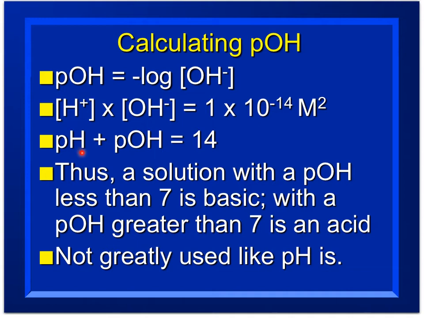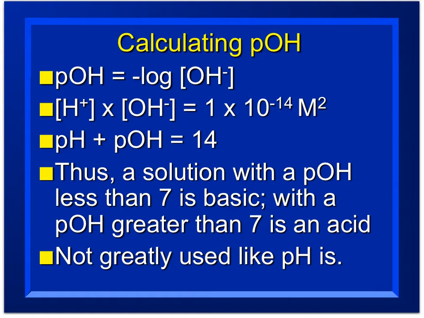Also remember this relationship between pH and pOH. If you take your value of your pH plus the value of your pOH, it's going to equal 14 every single time. So thus, a solution with a pOH of less than 7 is basic, with a pOH greater than 7 is acidic. And you're like, whoa, Miss Semino, I think you said this backwards, but notice that we're talking about pOH.